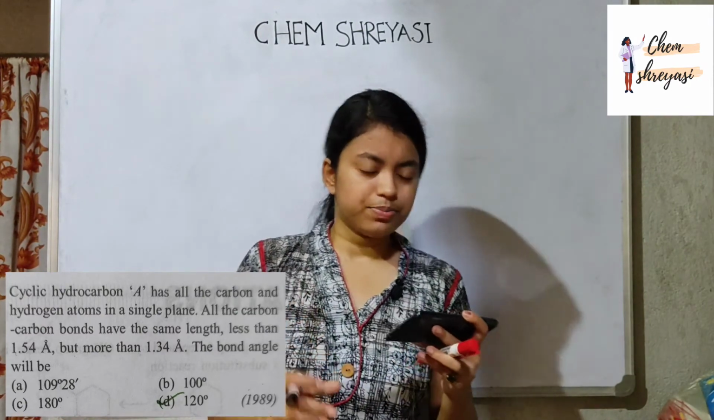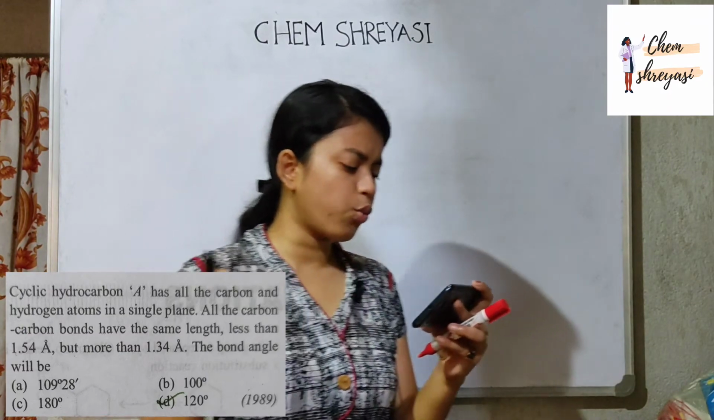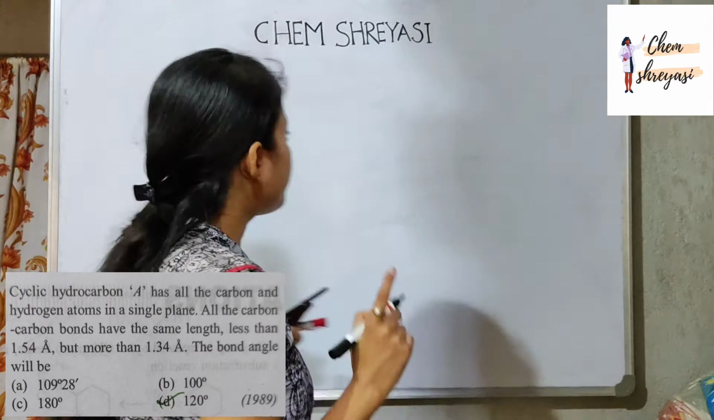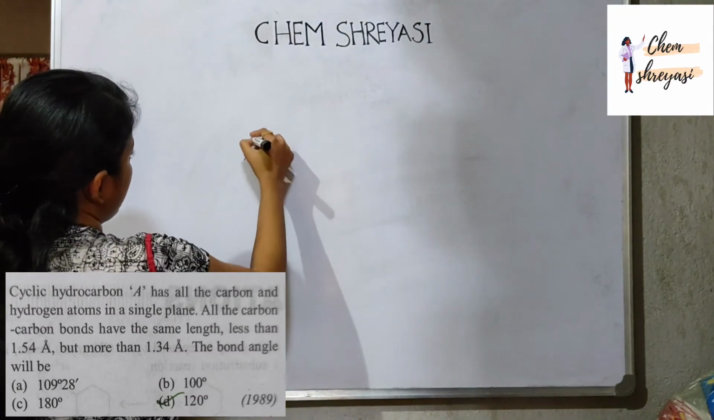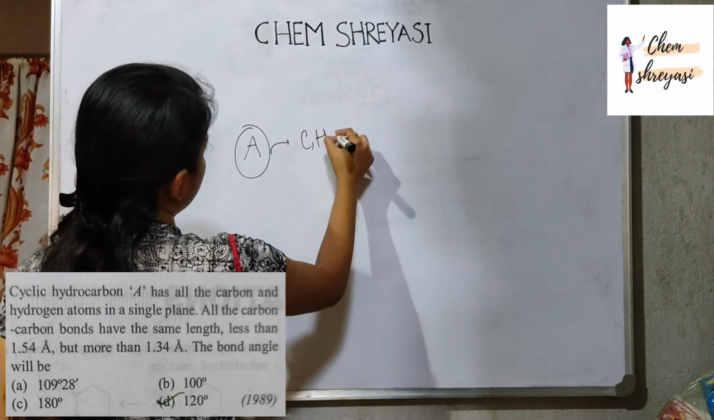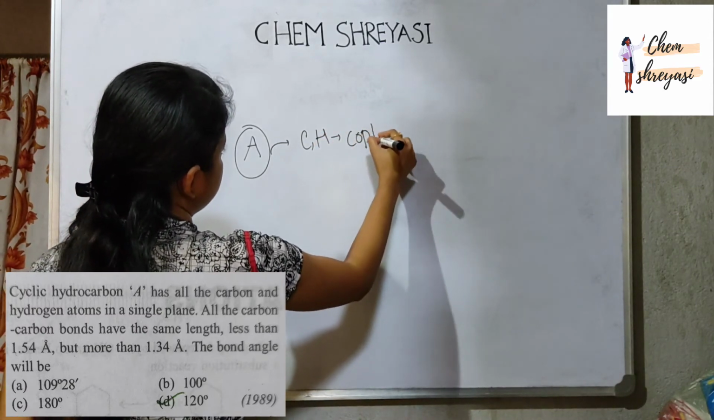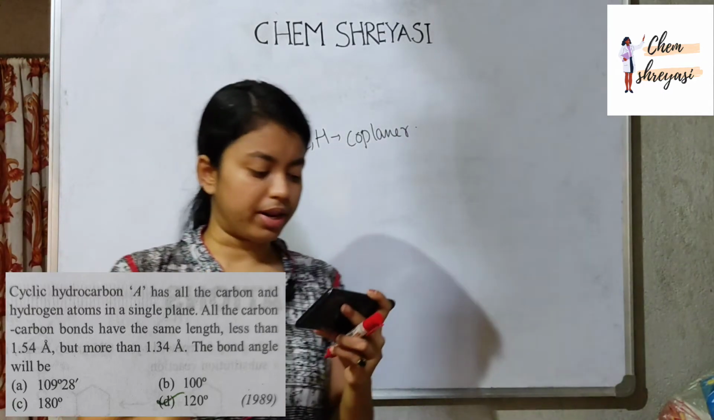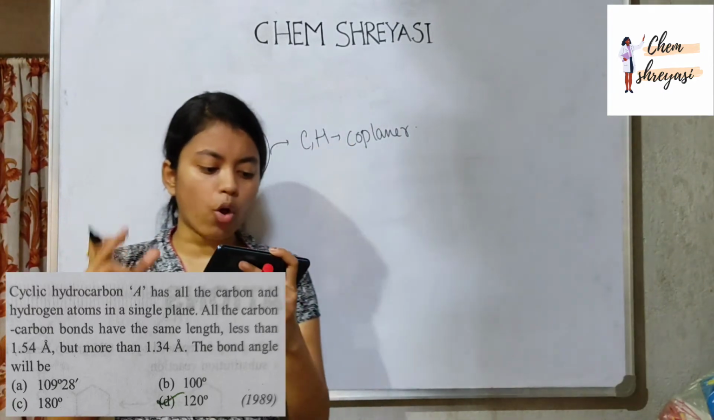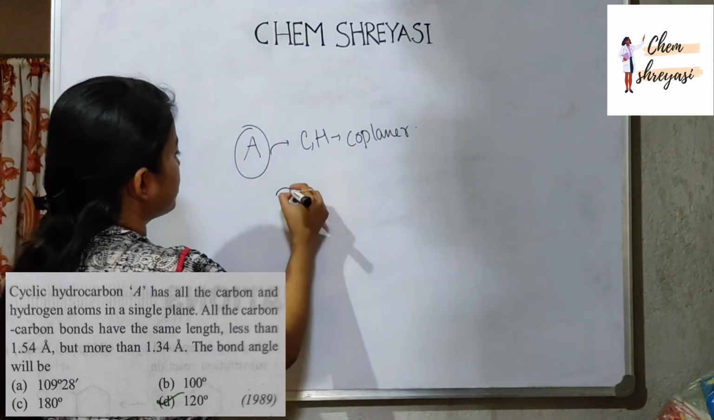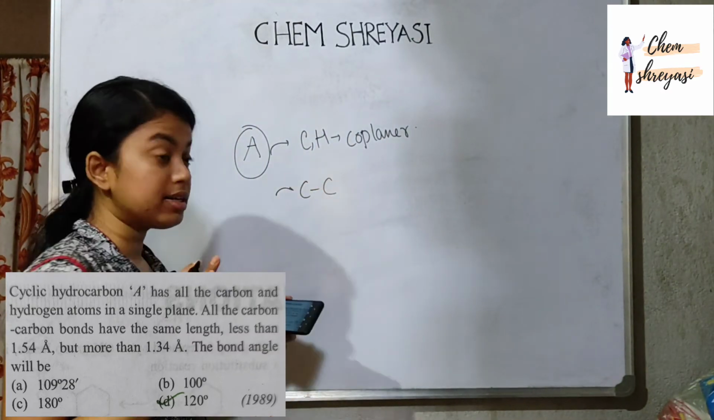So let's start by imagining what the cyclic hydrocarbon A could be. They have given a few features of cyclic hydrocarbon A. It says that all the carbon and hydrogen are coplanar, meaning they all exist in the same plane. The next one is that all the carbon-carbon bonds are of the same length.